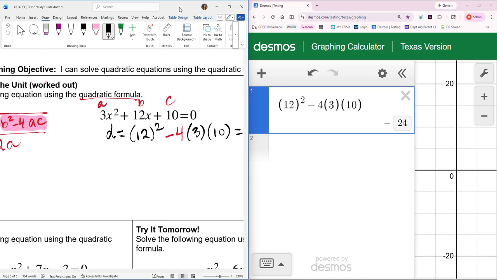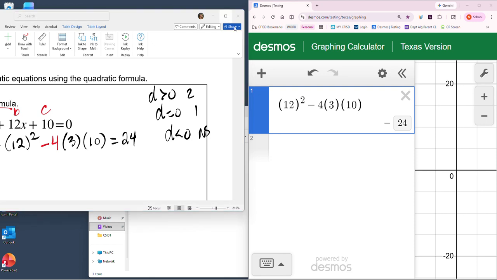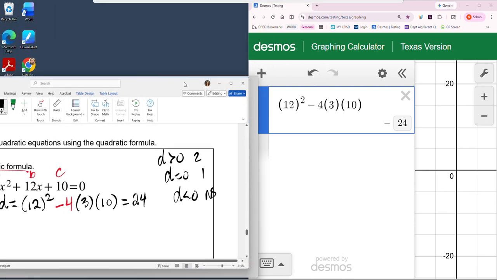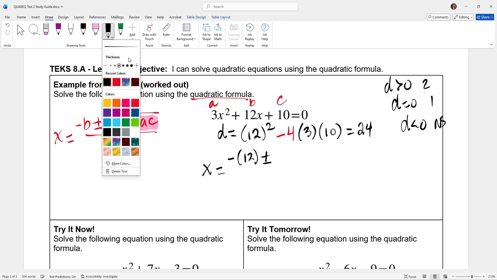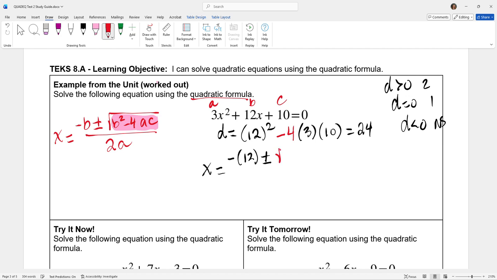Now that we found our discriminant, we're going to fill out the rest of the formula. All right, so I'm going to do x is equal to negative, our b value is 12, plus or minus. Now I'm doing this in red. I'm taking the square root of 24. So this 24 we put underneath the radical, okay? Then we're putting that all over the 2 times our a value, which is 3.